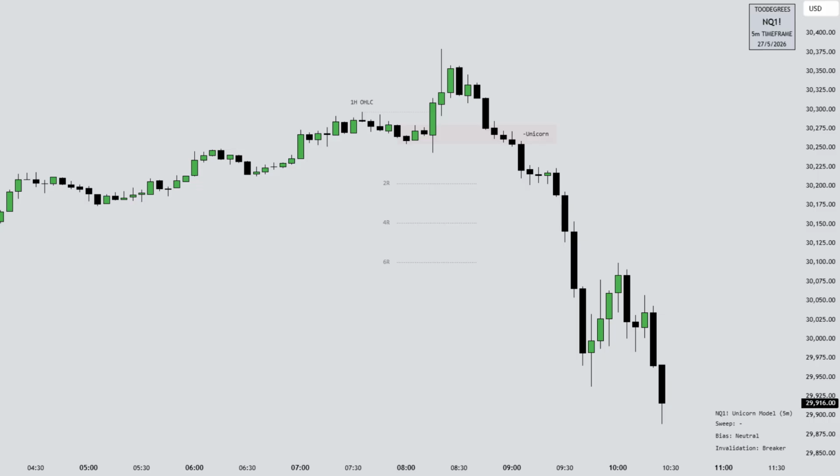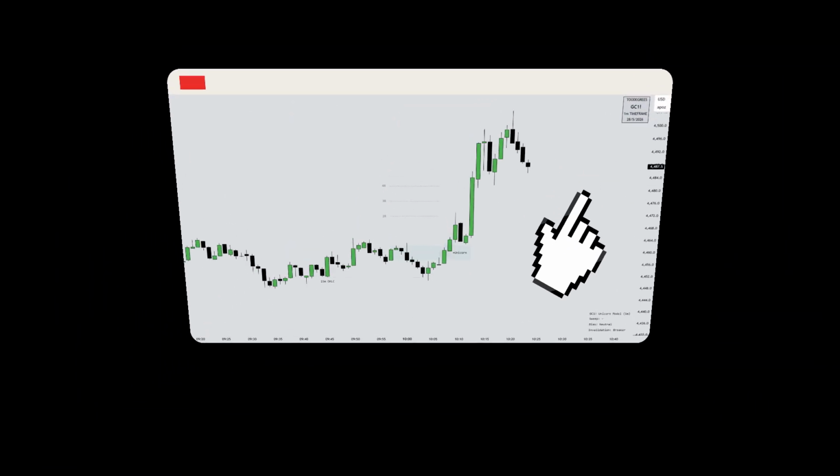Another important detail here is how cleanly the retracement respected the unicorn zone before continuation resumed. There wasn't excessive chopping or prolonged consolidation inside it. The reaction was immediate, which usually tells you the market still has directional urgency. This is a strong example of the unicorn model, not only for reversals, but also for a continuation structure inside an existing delivery shift.